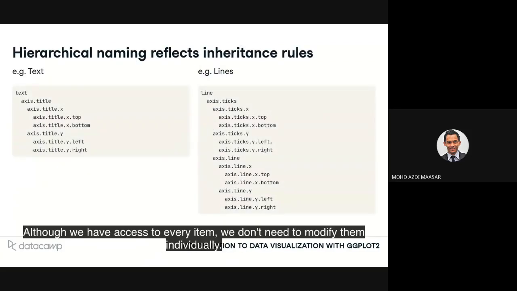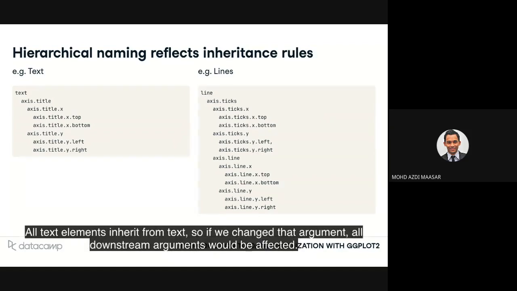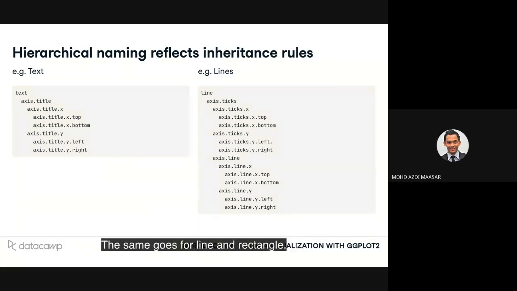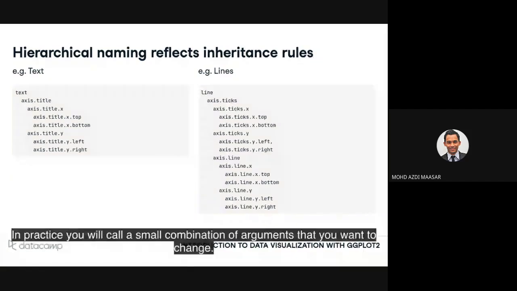Although we have access to every item, we don't need to modify them individually. They inherit from each other in a hierarchy. All text elements inherit from text, so if we change that argument, all downstream arguments would be affected. The same goes for line and rectangle. The naming convention is pretty intuitive. In practice, you will call a small combination of arguments that you want to change.